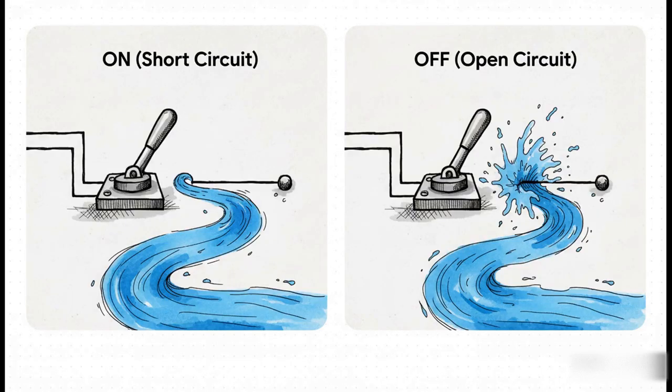A perfect example of this is an ideal switch. When it's in the on state, we model it as a short circuit, basically a perfect wire with zero resistance. All the current flows right through. But in the off state, it becomes an open circuit, a gap with infinite resistance that completely blocks any current from flowing. It's the ultimate all-or-nothing component.